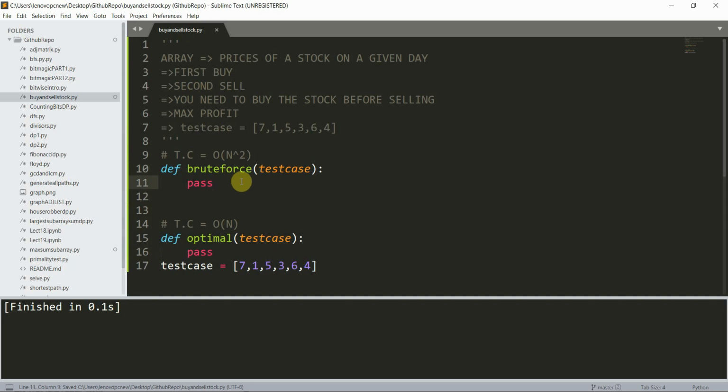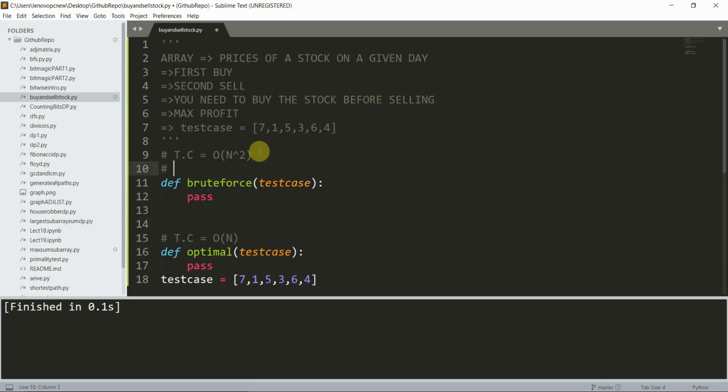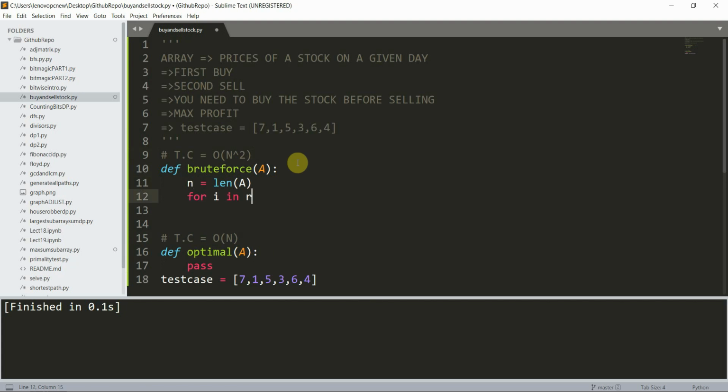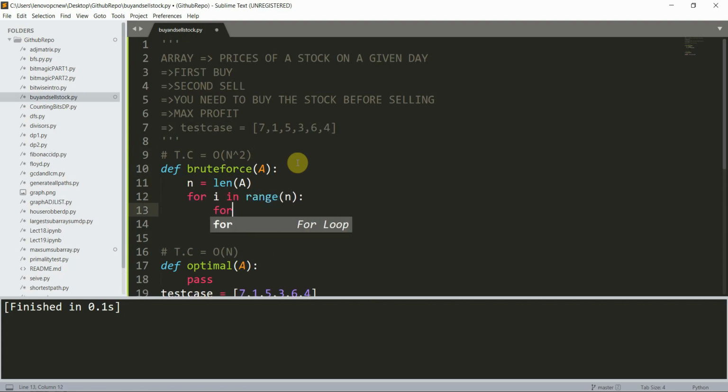Okay, now in this brute force solution, suppose this is an array, we are taking it as an array. So let's assume both of them are arrays, and n is equal to len of a. For i in range n, for j in range n.